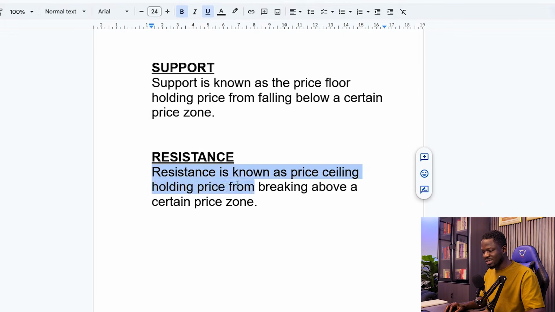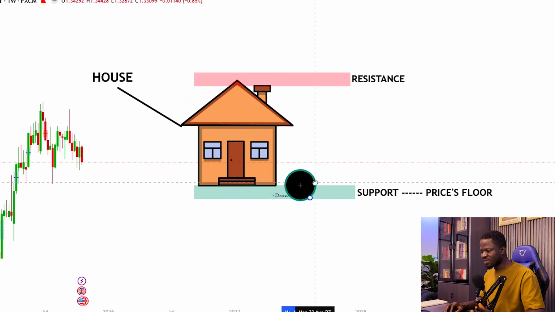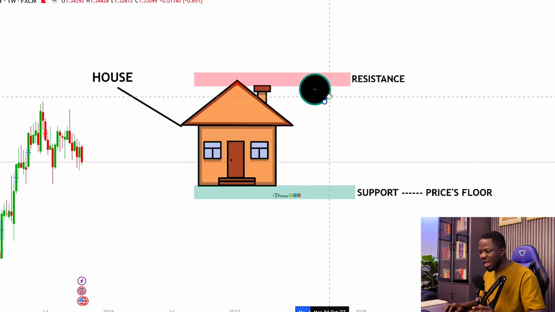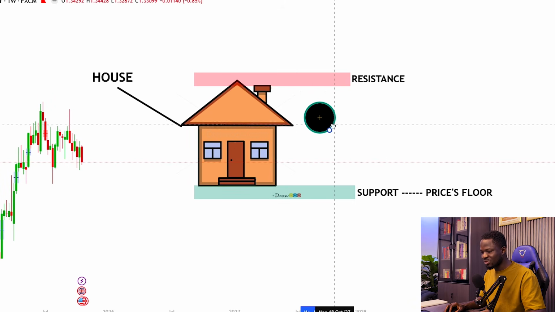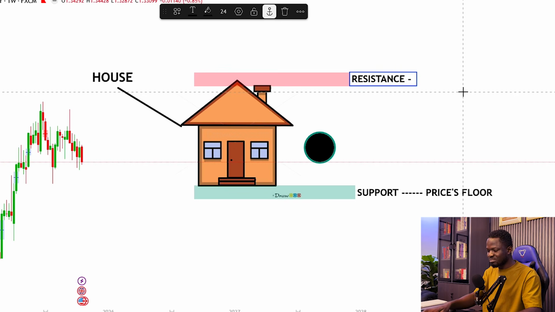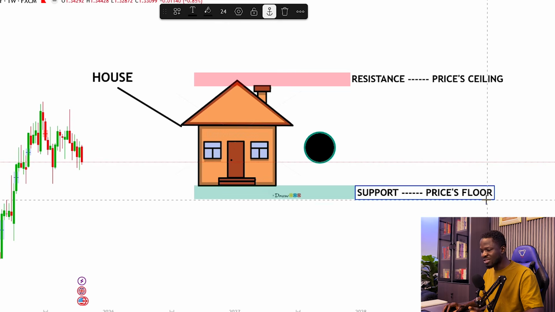Resistance is also known as price ceiling, holding price from breaking above a certain price zone. If you try to throw the ball again from this support or from this floor, then the moment the ball touches the ceiling, it will stop flying above the ceiling because there is a resistance holding the ball from flying above the ceiling. Then it will start coming down. That is why we refer to resistance as price ceiling, holding the ball from breaking above a certain price zone. Resistance is also known as price ceiling. Support is also known as price floor.